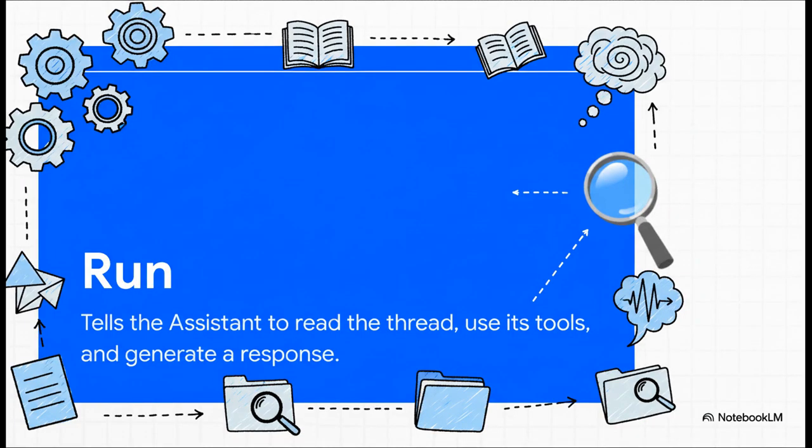So if the thread is the memory, the run is the brain doing the thinking. Creating a run is basically you pressing the go button. It's you telling the assistant, all right, time to work. It reads the entire history in the thread, uses whatever tools it has at its disposal, we'll get to those in a sec, and then comes up with its response. It's the engine that makes everything happen.